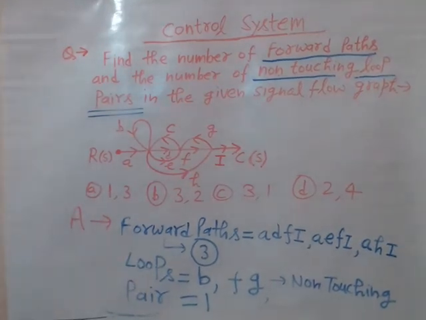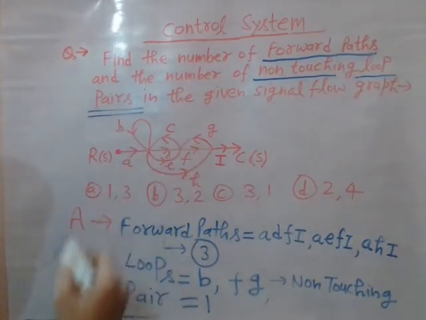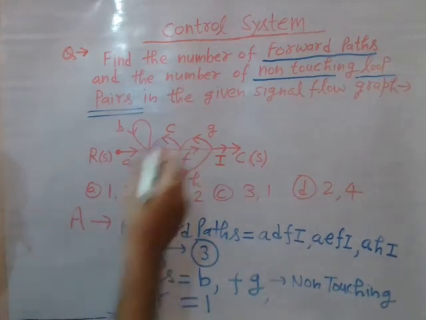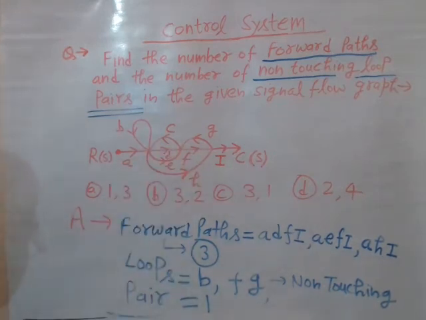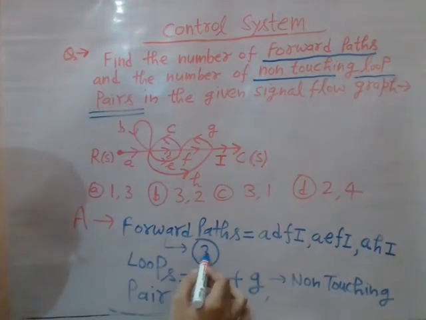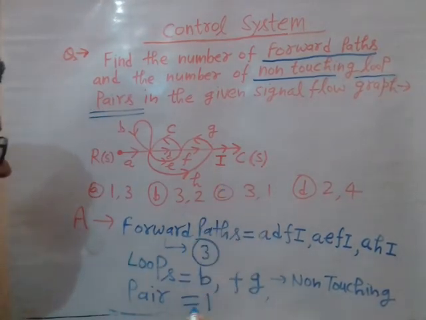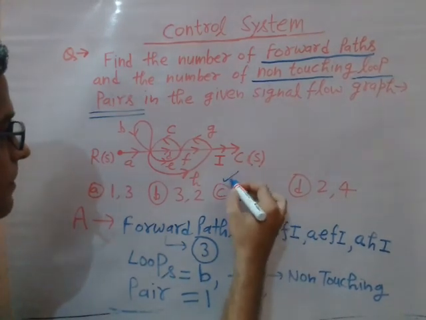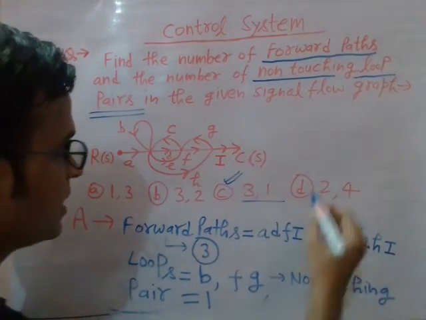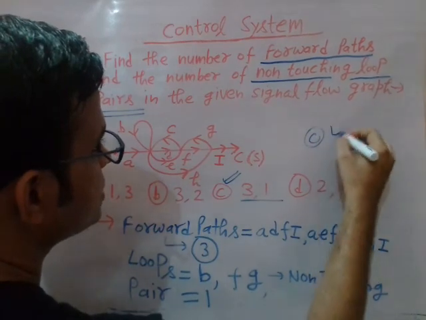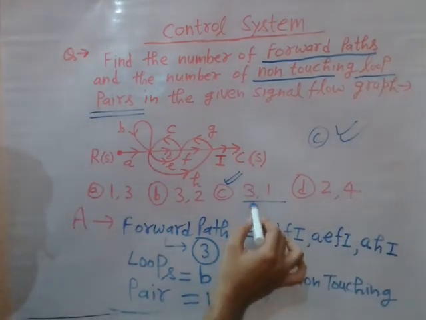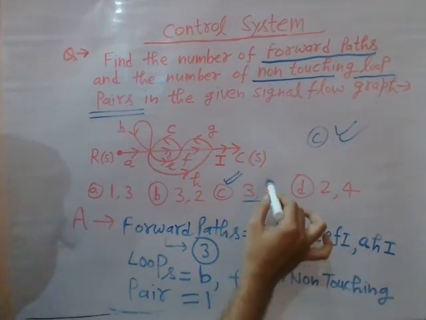Do you see any other possibility? Just check out. Answer is no. No other possibility exists. So which option is correct? Forward paths 3, non-touching loop pairs 1. So option C is correct: 3 and 1. Forward paths are 3 and the non-touching loop pair is 1.